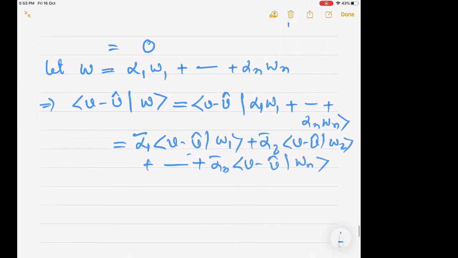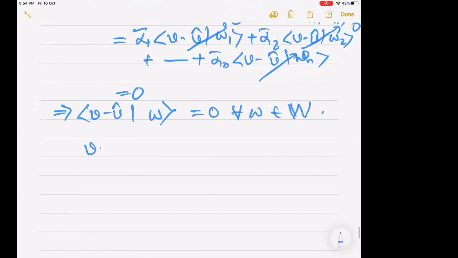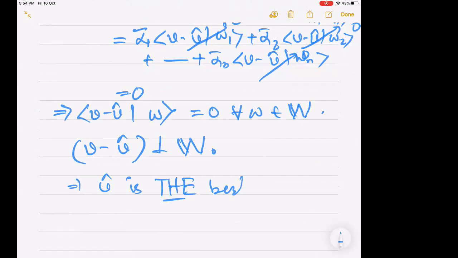But these are 0, we have already shown. So this is also equal to 0. So this implies v minus v hat, the error, with w is equal to 0 for all w in W. So the way we have defined v hat, it satisfies that the error is orthogonal to all w. So this implies v hat is the best approximation because I have shown that this is unique.